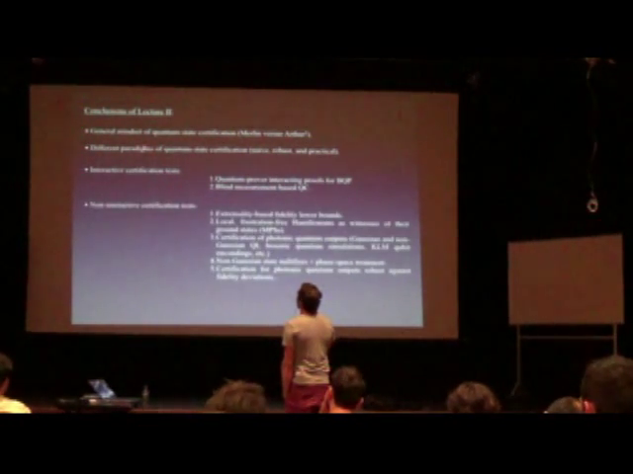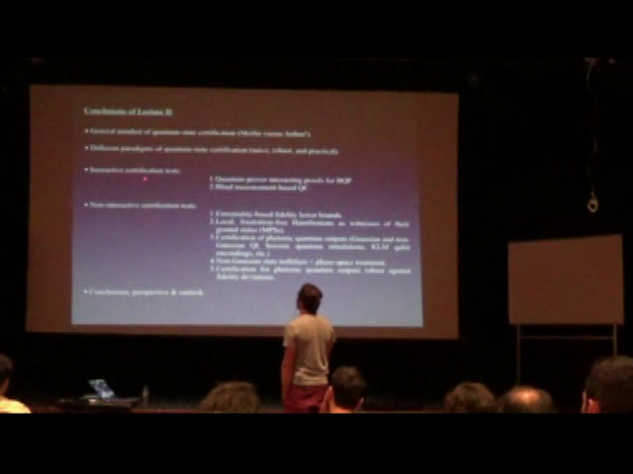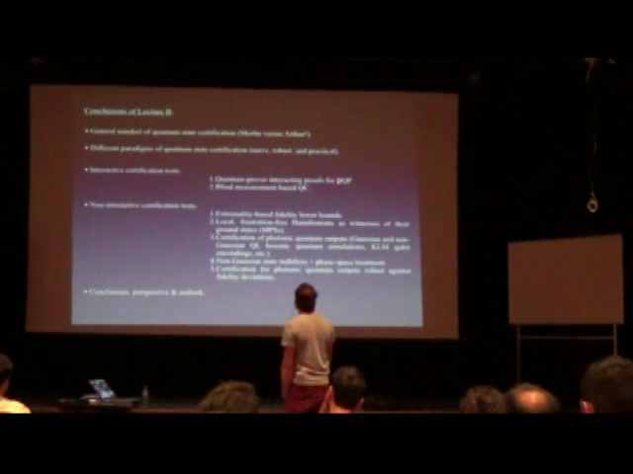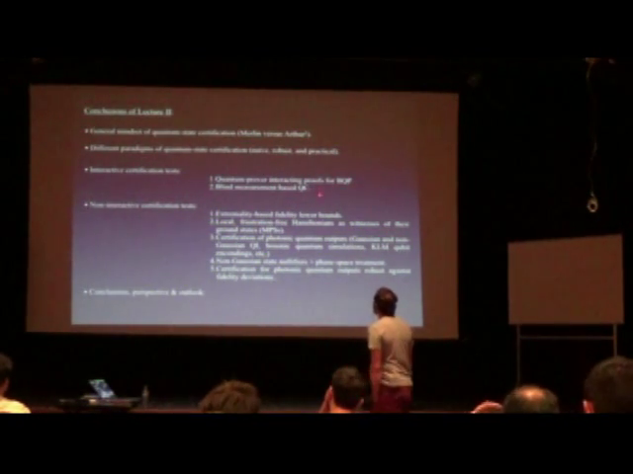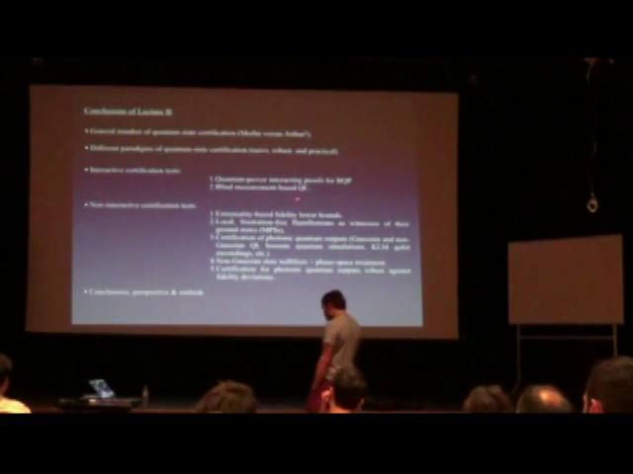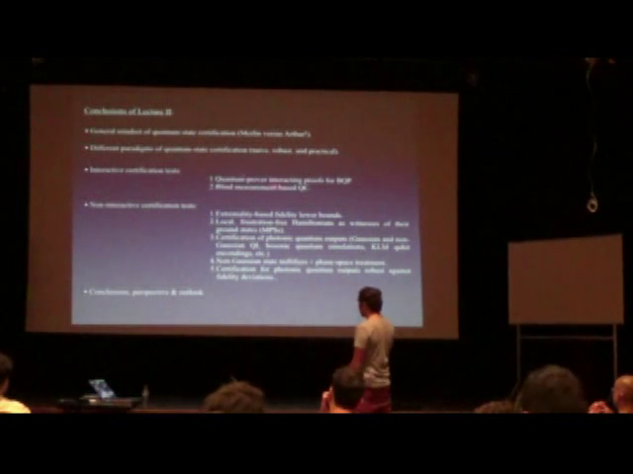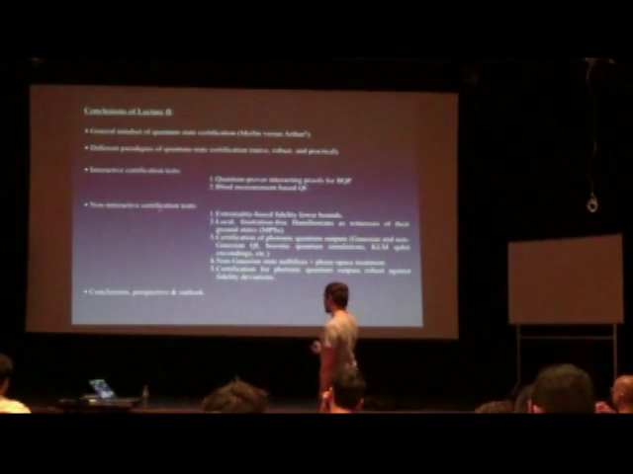So we talked about the general mindset and different paradigms of certification. And then I showed examples of two ways of certifying. So the interactive ones, in which the quantum prover has BQP resources, and the certifier is almost classical. And we talked about two different ways of doing that, but that essentially achieve equivalent things. And then the non-interactive certification test.